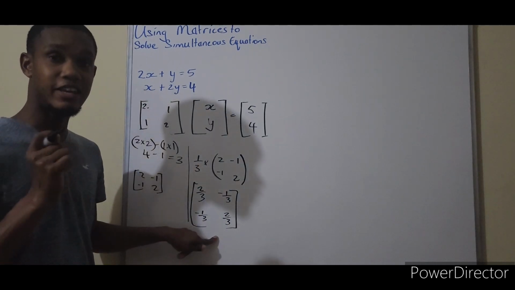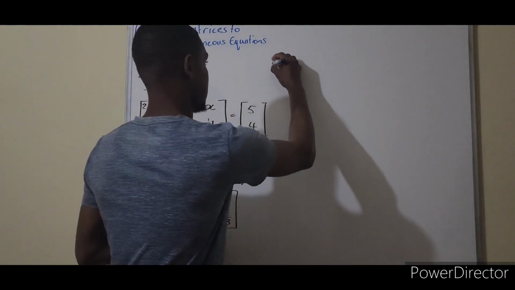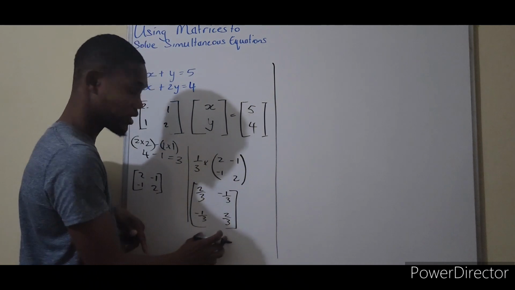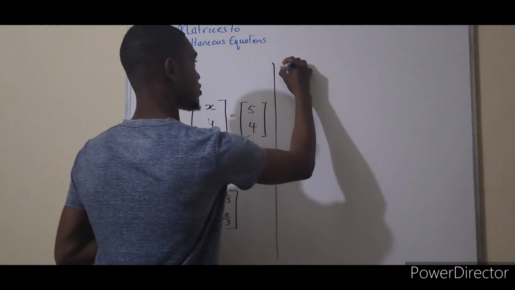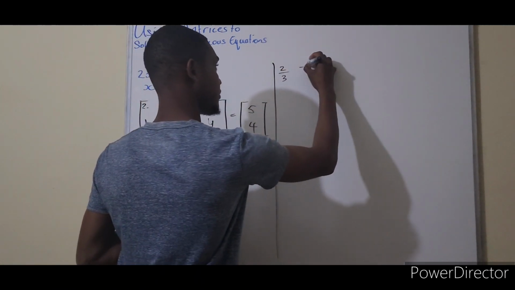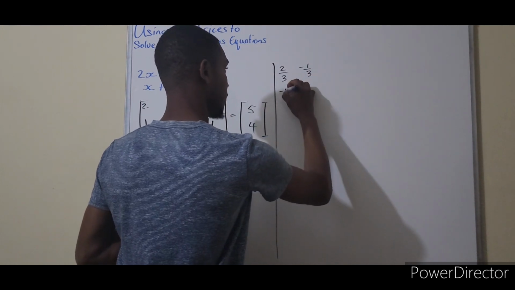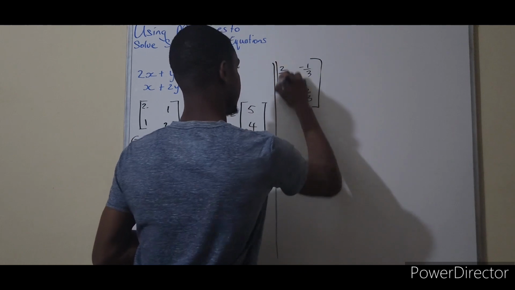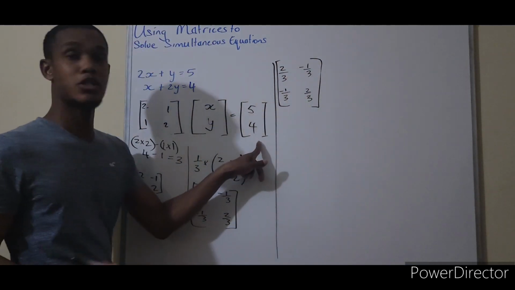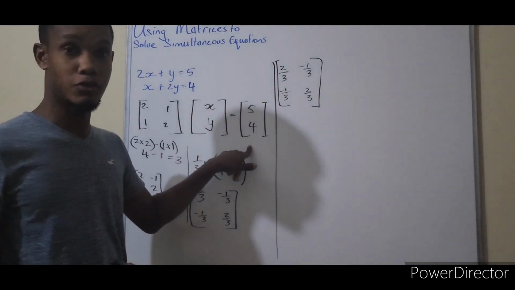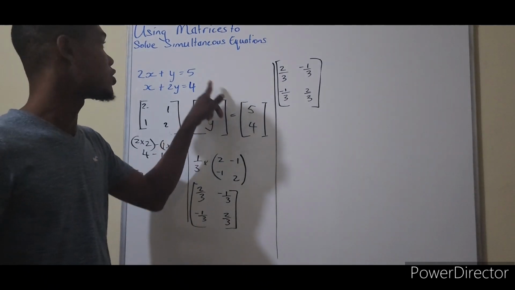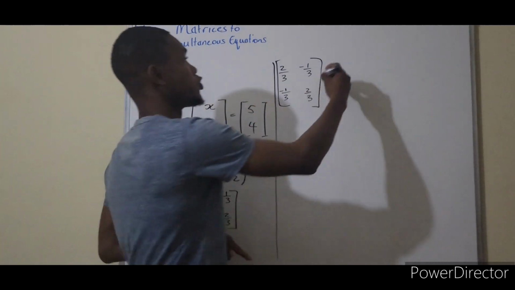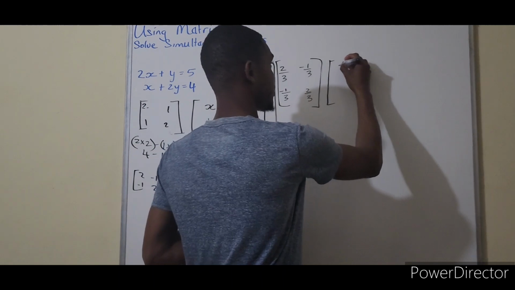Now when you find the inverse, you will go and multiply it by the answer of your original simultaneous equation. So you're writing back the inverse, and then you multiply it by whatever the answer was for your original simultaneous equation. In this case, it was 5 and 4. So you'll write back 5 and 4 beside it.